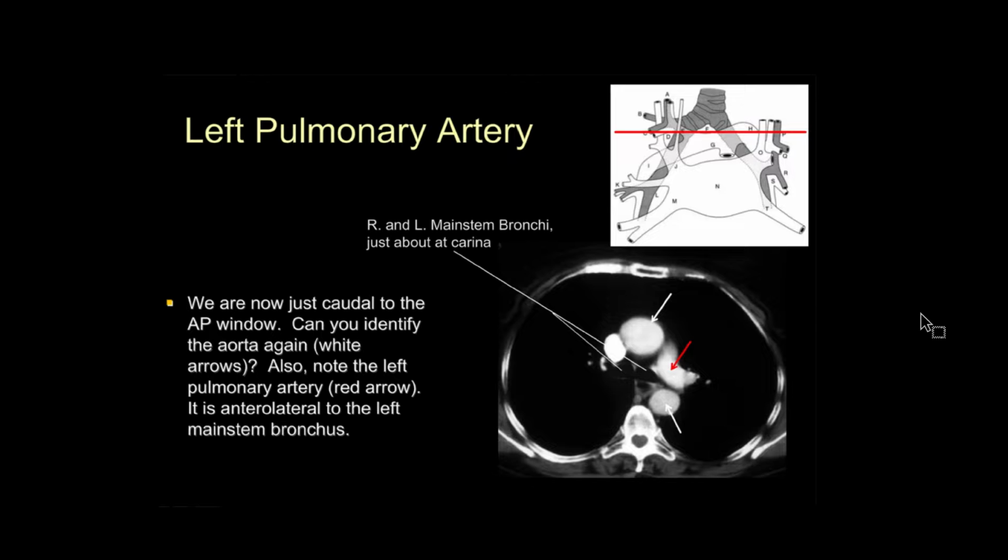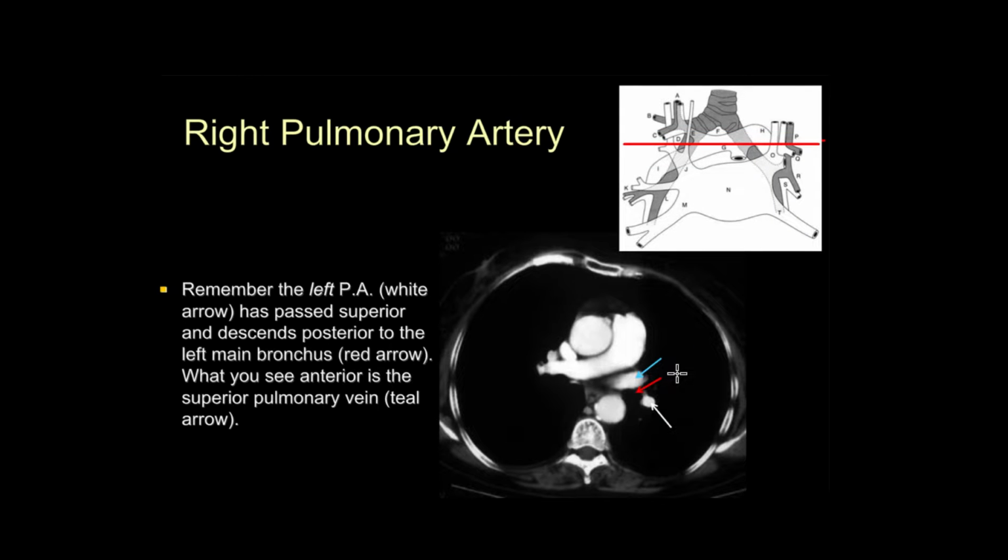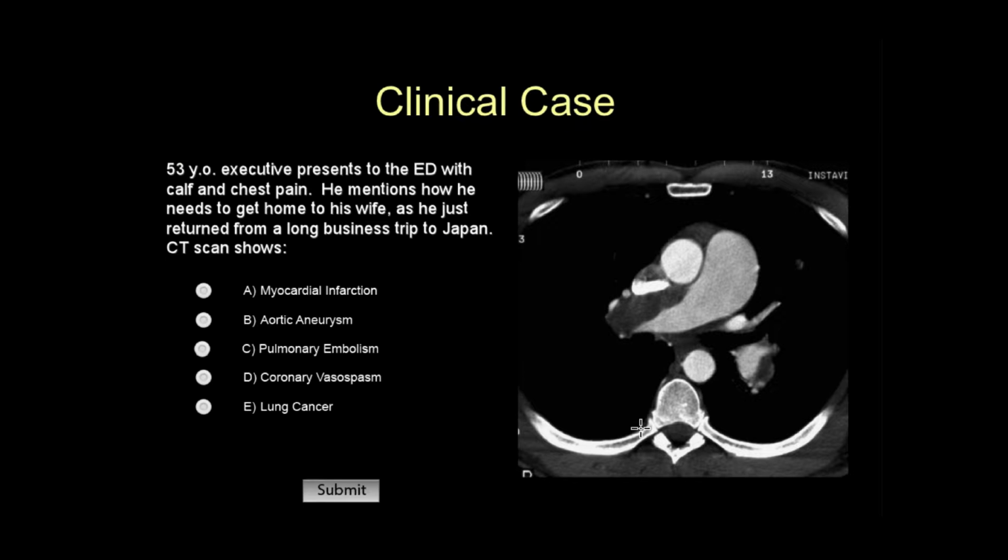This is caudal to the AP window. And so the left pulmonary artery is over here, and this is anterior lateral to the left main stem bronchus. And here's your right pulmonary artery. And remember, the left pulmonary artery, which is this white arrow over here, has passed superior and descends posterior to the left main bronchus, which is right over here by the red arrow.